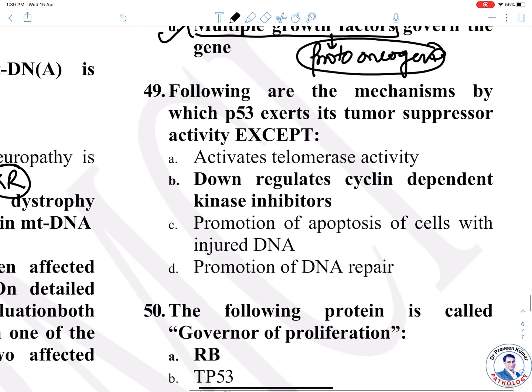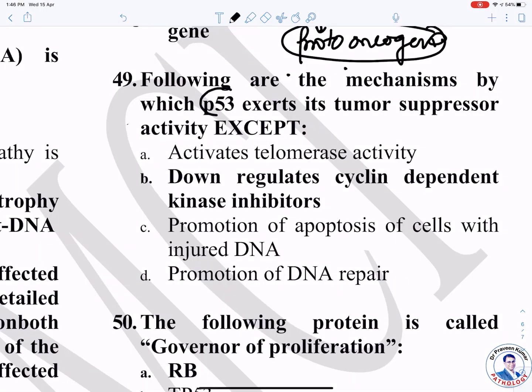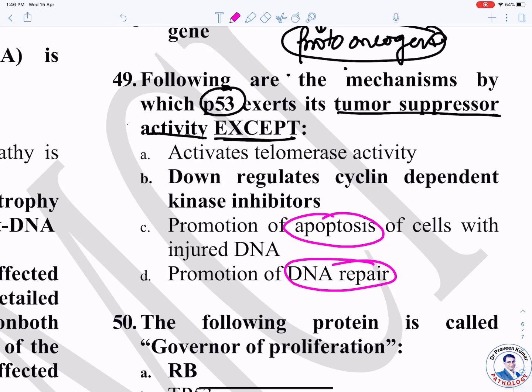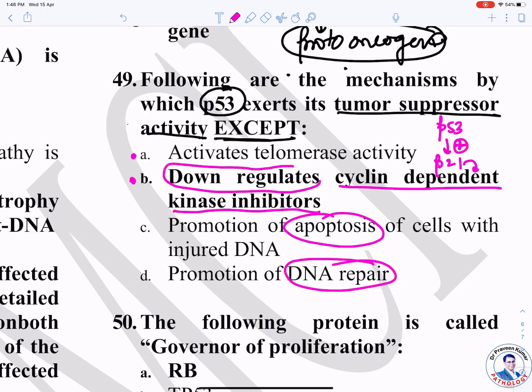Many of you have made a mistake on question number 49. It is asking how p53 exerts its tumor suppressor activity, except. Now tell me, p53 has to cause tumor suppression activity. So definitely it should cause apoptosis, it should cause repair, no doubt about it. Now the question is undoubtedly between A and B. To cause tumor suppression activity, p53 should activate p21, and p21 is a cyclin dependent kinase inhibitor. It is basically activating it, it does not down regulate it. So option B is wrong, and therefore is the answer.